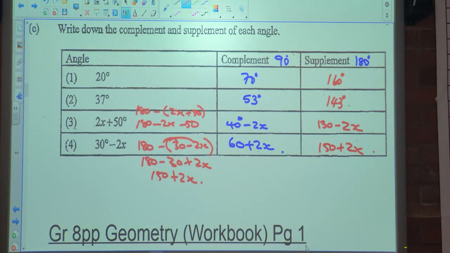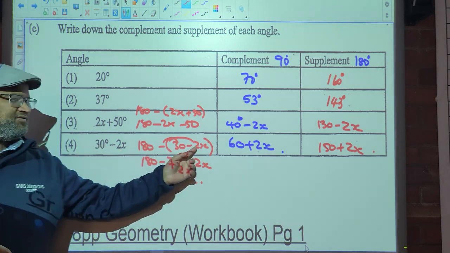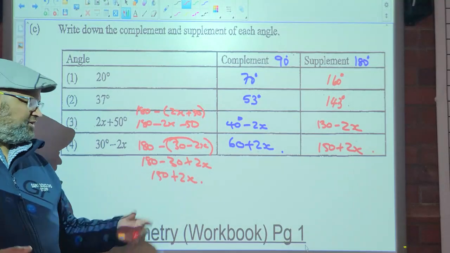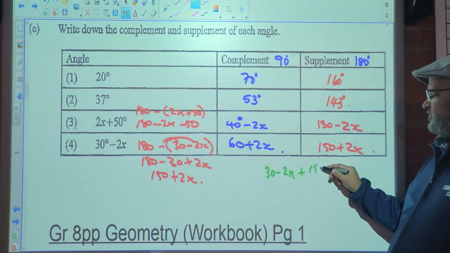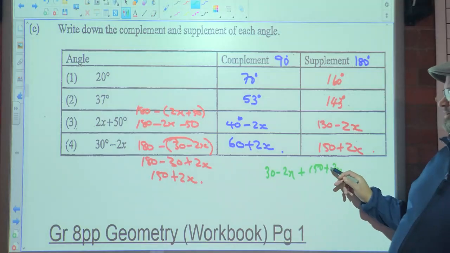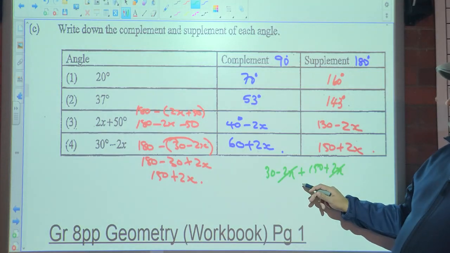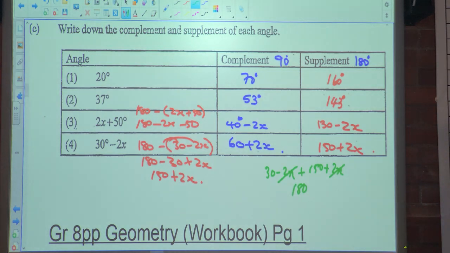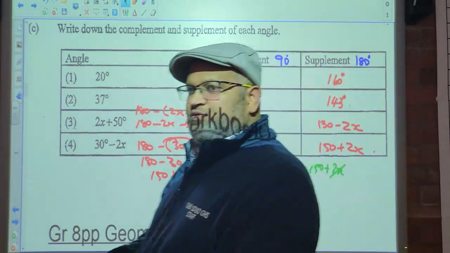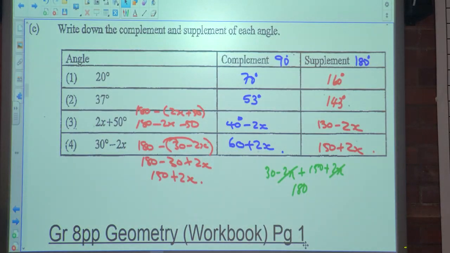Okay. So any confusion there? Yes, Michael? Must it be plus and minus? What's negative times negative? Positive. That's why it's plus. And we can test it. It's going to be the one angle is 30 minus 2x plus 150 plus 2x. What's minus 2x plus 2x? Cancel. 30 plus 150? 180 degrees, which makes them supplementary. Okay. Any other questions? So it's the next page after this.